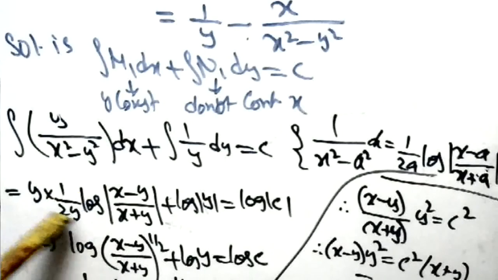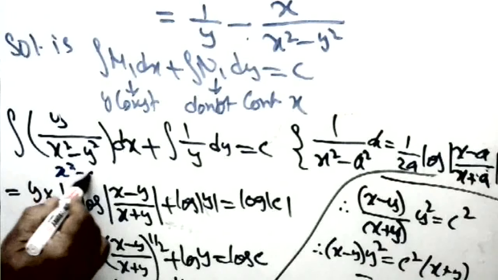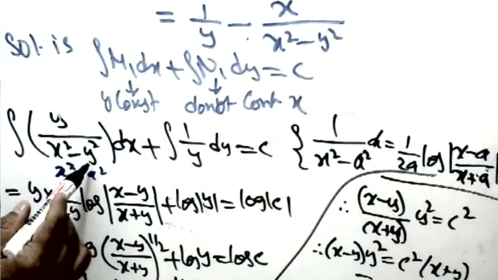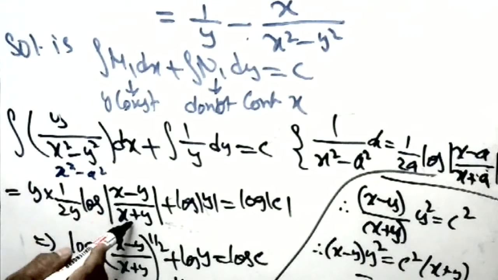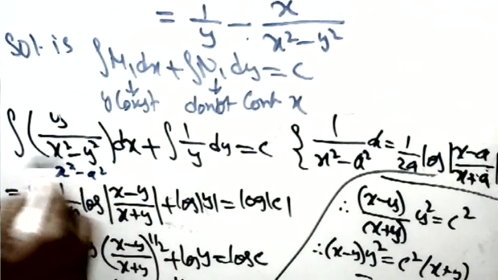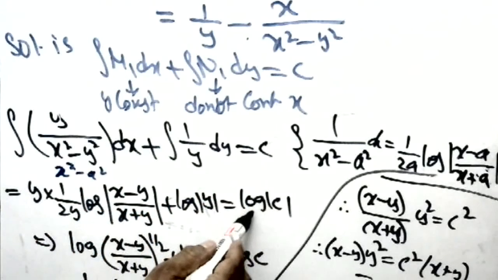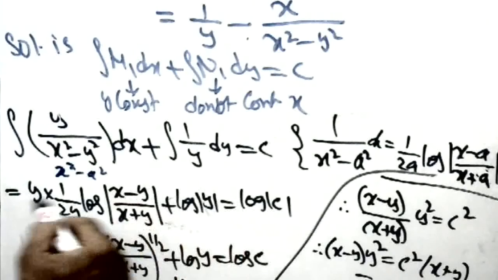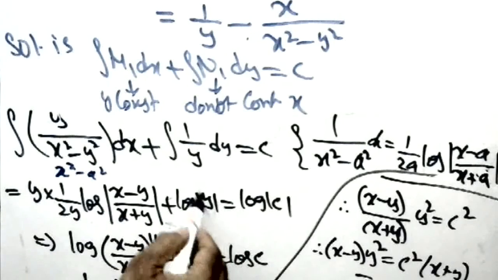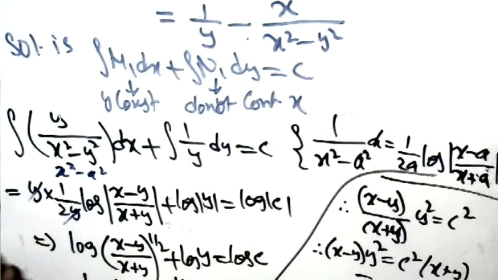1 by 2 into a, a will be y. 1 by 2a. This is the form x square minus a square, so in place of a you have y: 1 by 2a log of mod (x minus a) by (x plus a) plus c. Now log y. When we get the complete answer in log, you write the constant also as log c. Change the constant into log. In place of c you write log c.